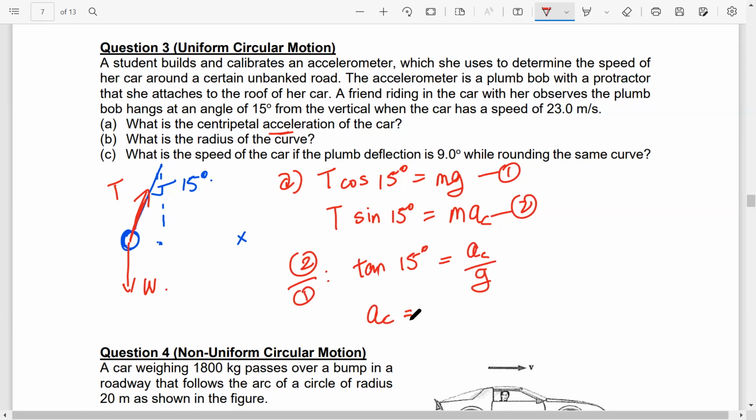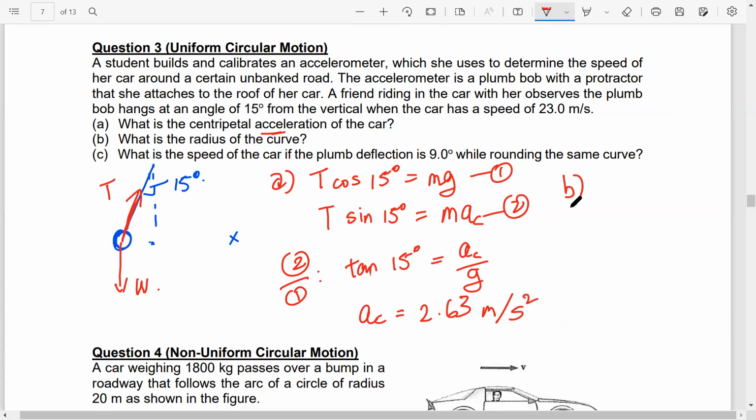Okay, 9.80 times tangent 15. You get 2.63 meters per second squared. And for the radius, a equals v squared over r. So r equals v squared over a. You'll get around 201 meters.